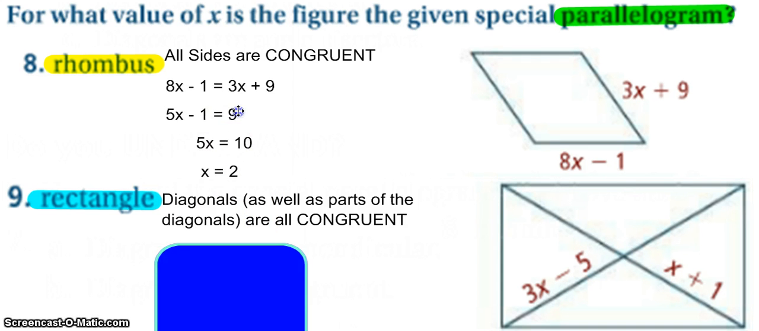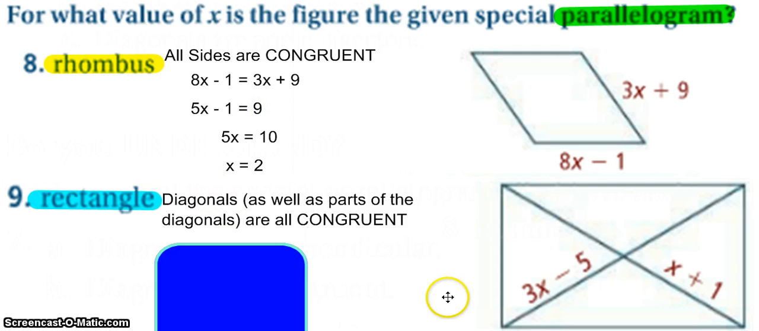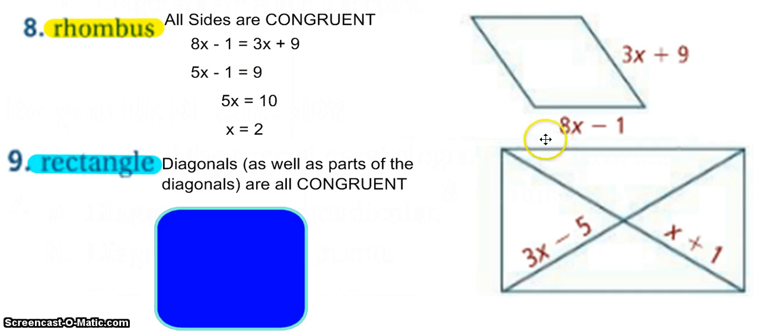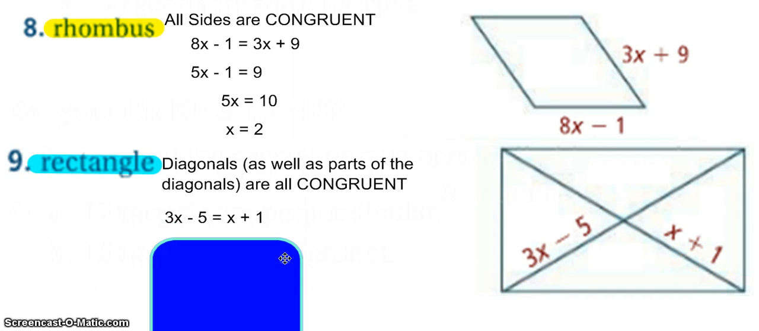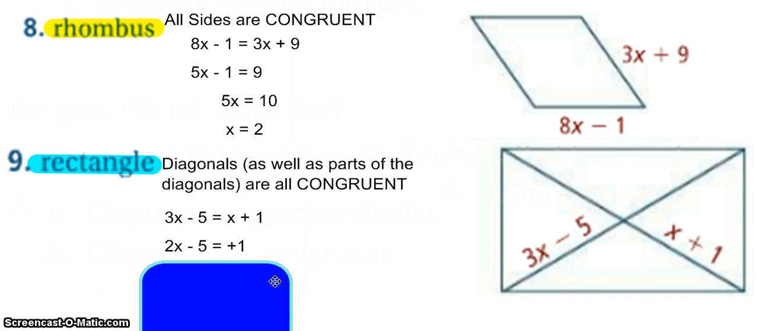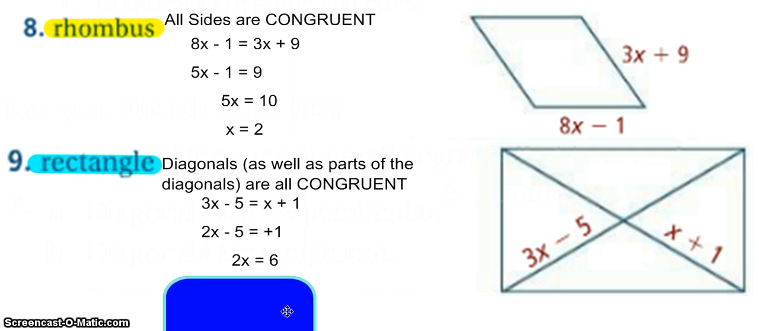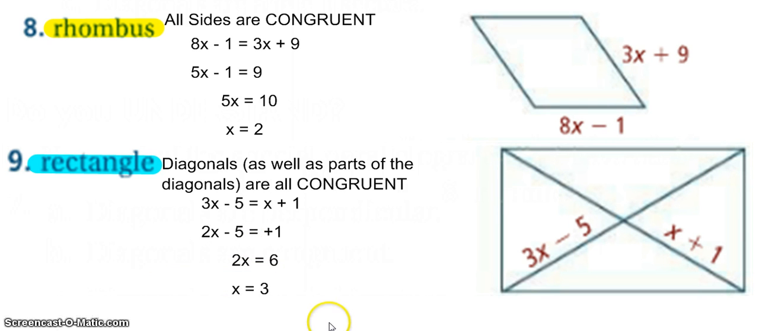Now for 9, we have a rectangle, and what I know about rectangles is the diagonals are congruent as well as the pieces of the diagonals. So this small section down here is congruent to this small section right here. So I set up the equation. I subtract x from both sides. I then add 5 to both sides. And then I divide by 2 to get my answer of x being equal to 3.